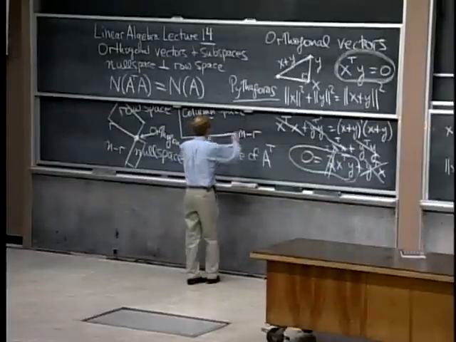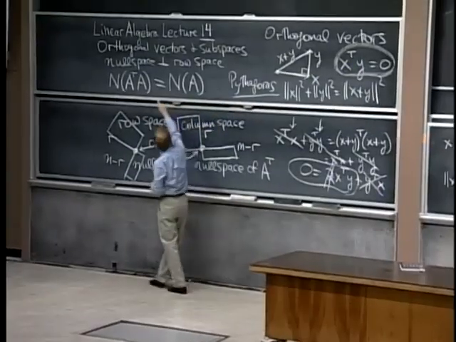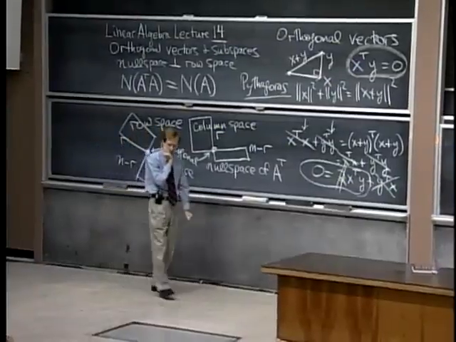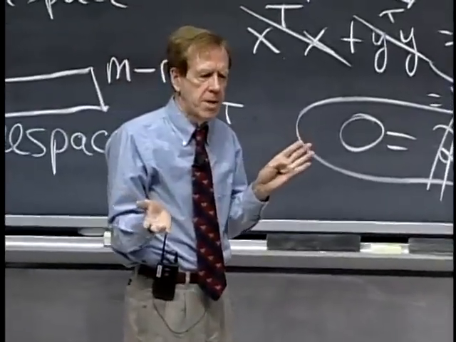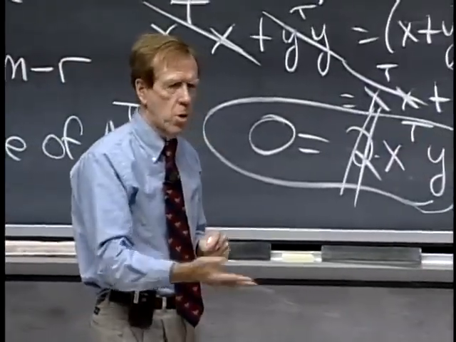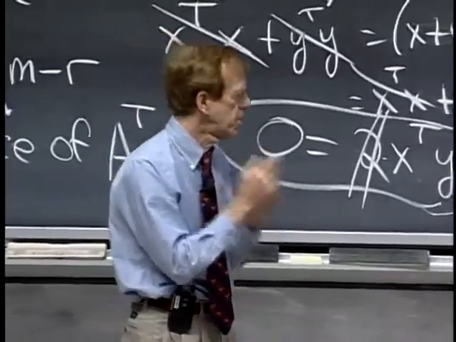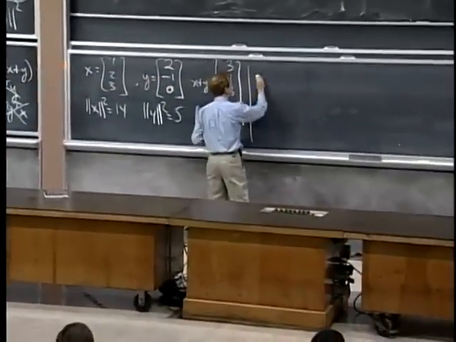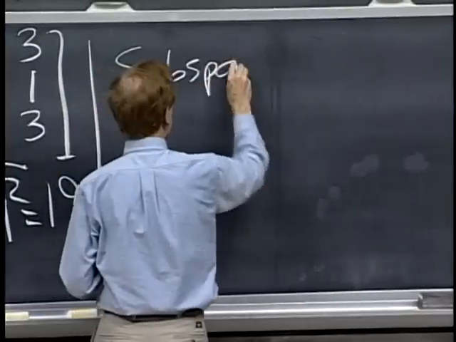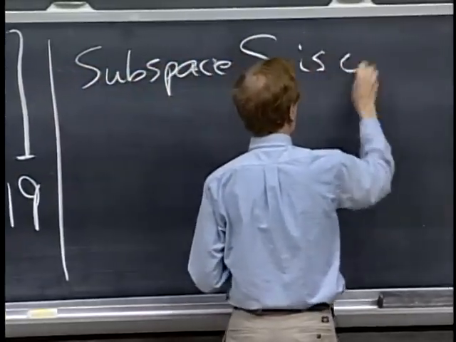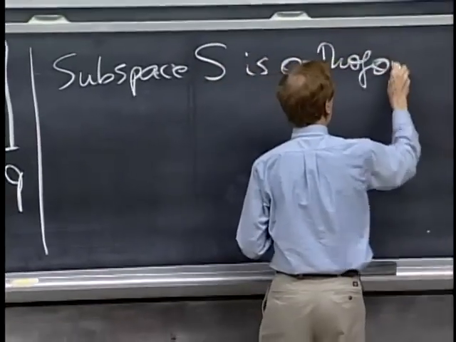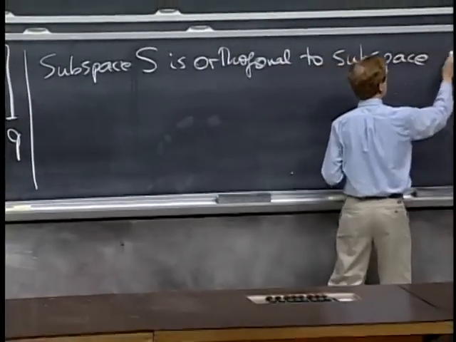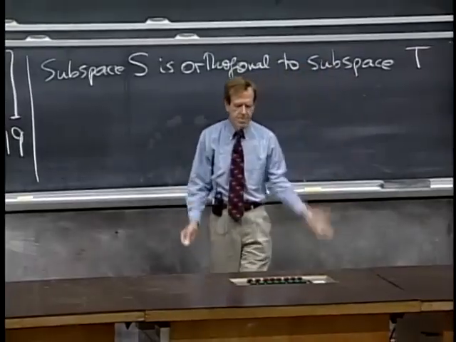But what I now want to speak about is subspaces. What does it mean for me to say that some subspace is orthogonal to some other subspace? So, okay, now I've got to write this down, because we're defining: subspace S is orthogonal to subspace, let's say T. So I've got a couple of subspaces.